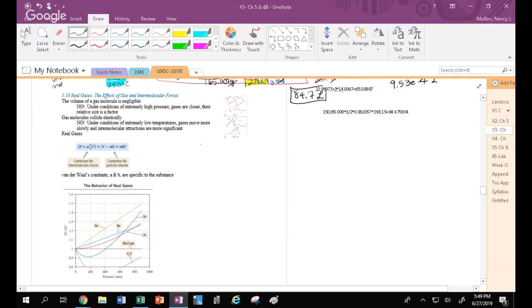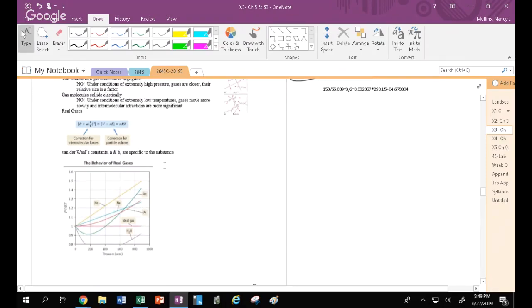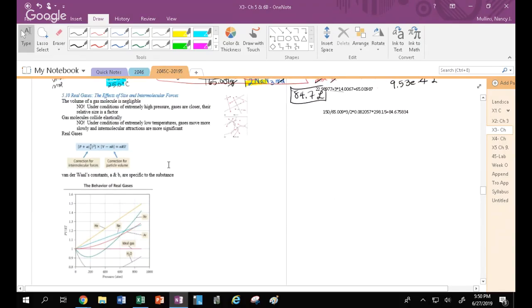All right, last thing we talk about in this chapter is something you haven't seen before, and it's the idea of real gases. Under most conditions, gases behave fairly ideally.